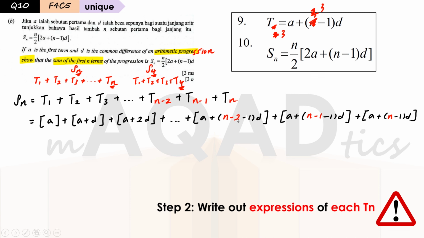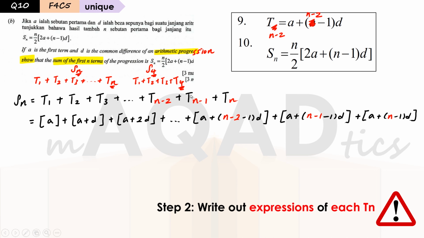Okay, so let me explain how these expressions come out. Alright, so let us change the value of n here. So let's say now it's n minus 2. Okay, n minus 2. So n here will change to n minus 2. So this thing will become n minus 2. So here will be a plus n minus 2 minus 1d. Right? So it's also here, a plus n minus 2 minus 1d.